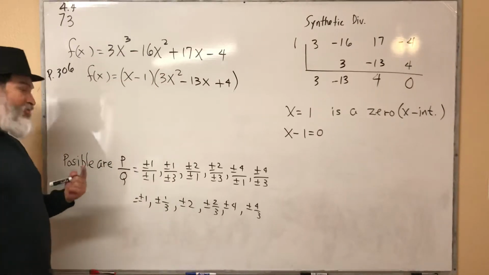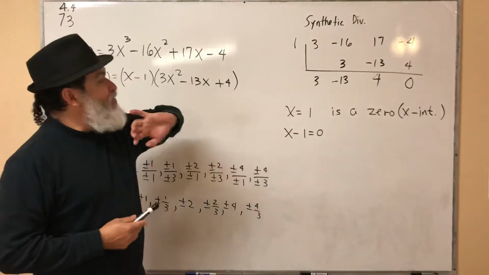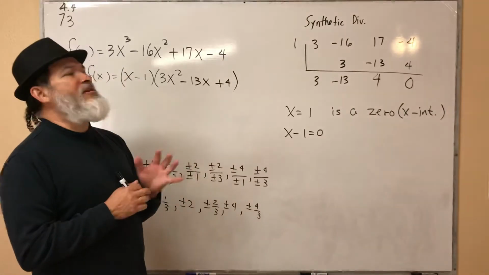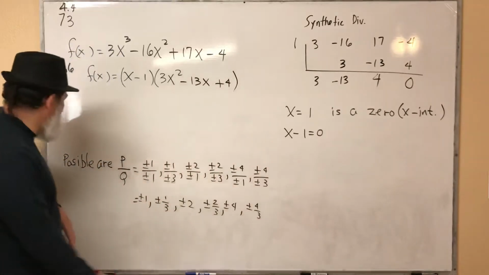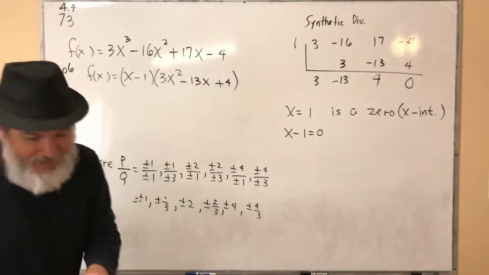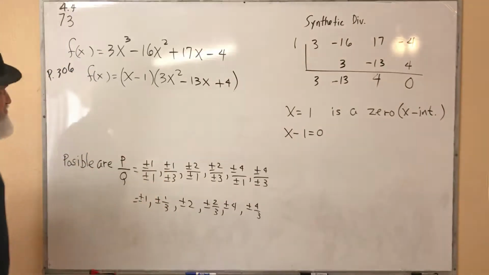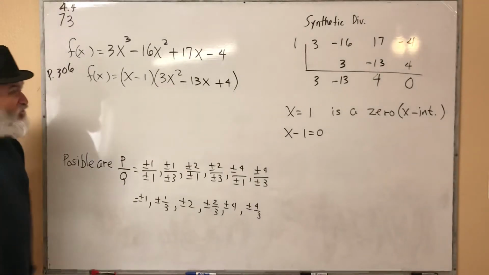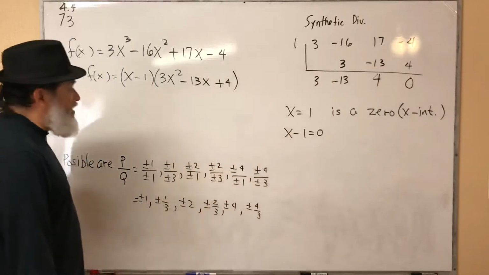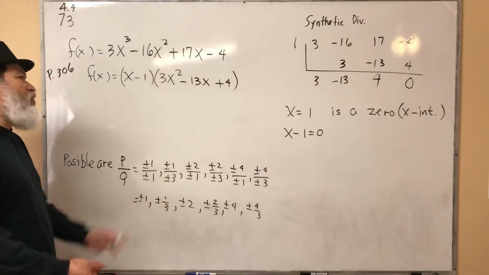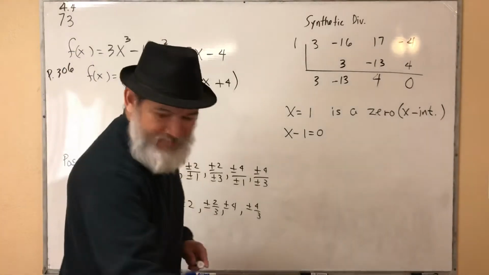So we were able to find a factor using synthetic division, and we were able to at least name the possible zeros using the rational zero test. Okay? And there it is. You can do it again. You can see if 1 is a zero again. Sure, why not? Watch this.